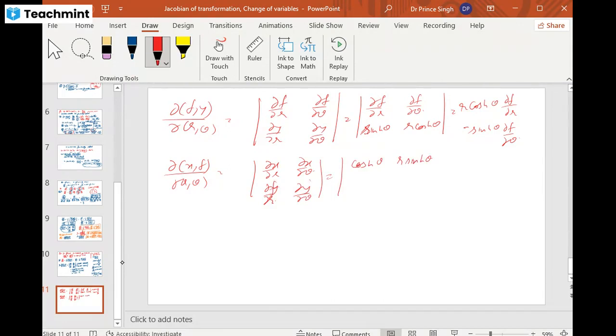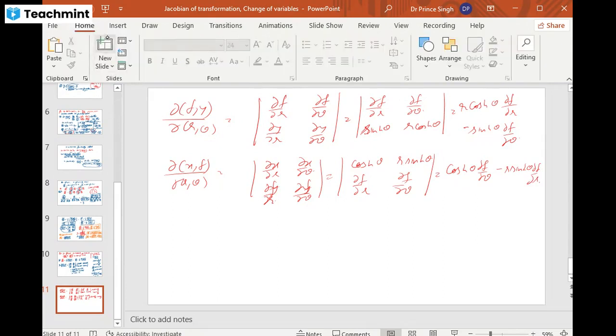This is ∂f/∂r ∂r/∂θ... So we expand this. This is cosh θ ∂f/∂θ minus r sinh θ ∂f/∂r. So now, what is ∂f/∂x?